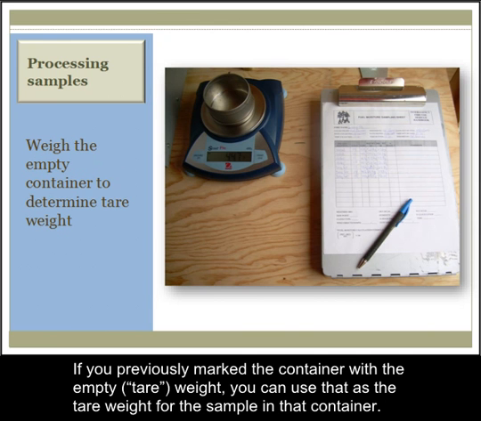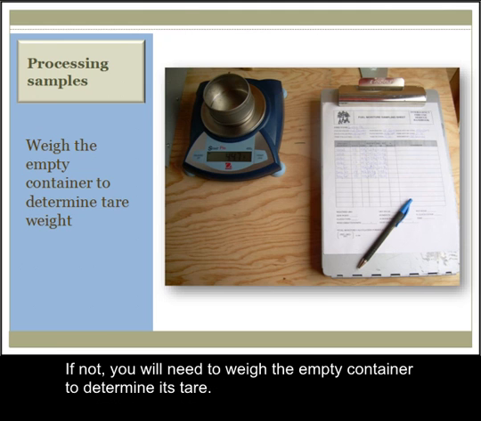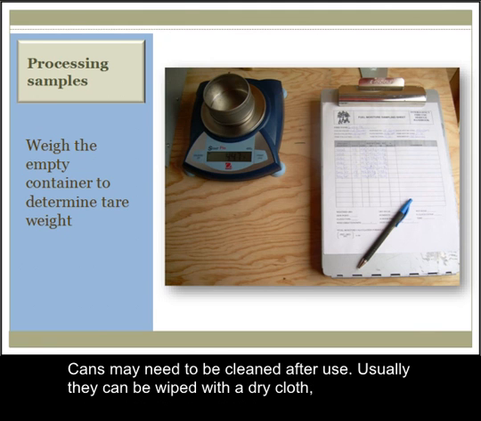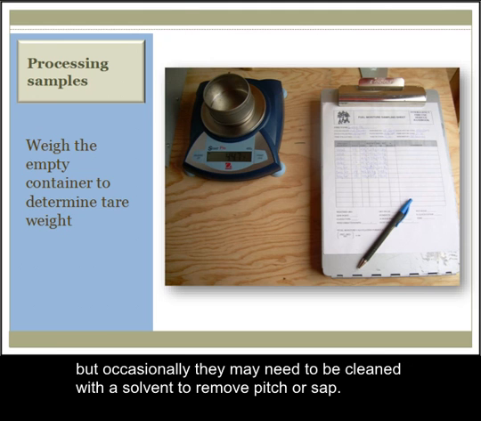If you previously marked the container with the empty tare weight, you can use that as the tare weight for the sample in that container. If not, you will need to weigh the empty container to determine its tare. Once it's measured and marked on the container, the tare weight will not vary much throughout its lifetime, but should be verified occasionally. Cans may be cleansed after use. Usually they can be wiped with a dry cloth, but occasionally they may need to be cleaned with a solvent to remove pitch or sap.